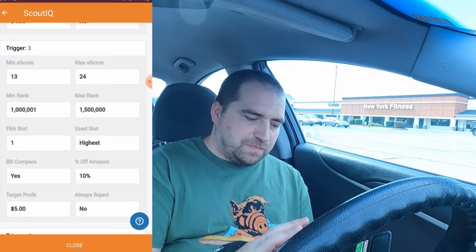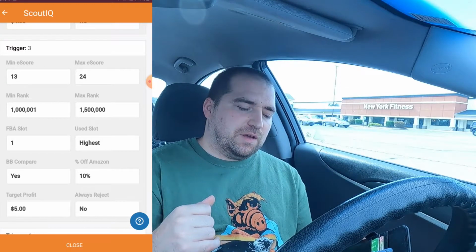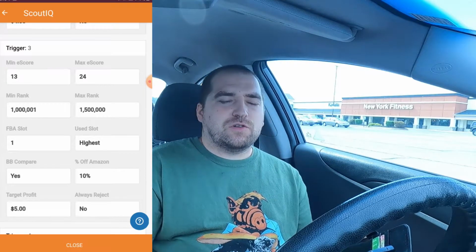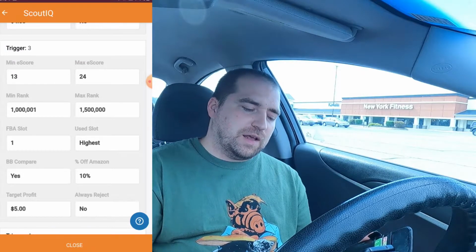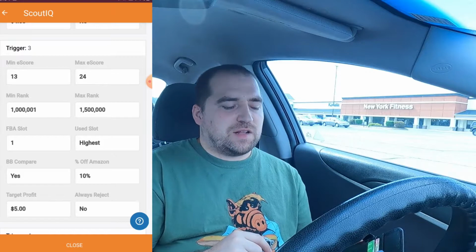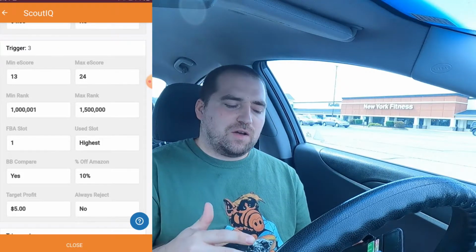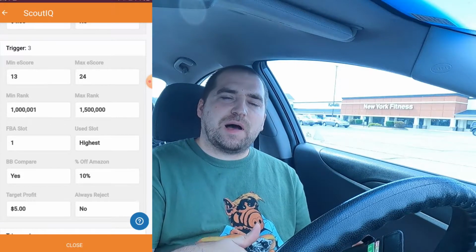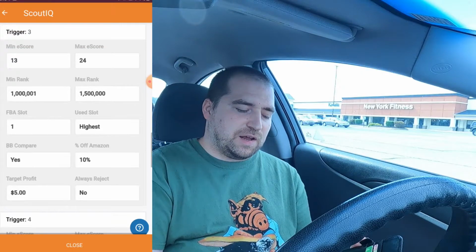Trigger 3, difference here, we're at 1 million to 1.5 million. Max e-score is 24, so it's sold 24 times in the last 180 days. We're always staying FBA slot 1, because if it's not selling often, we want to make sure that when it sells, we're the lowest price, so we have the buy box and we get the sale, not somebody else, especially since they're not selling that often.